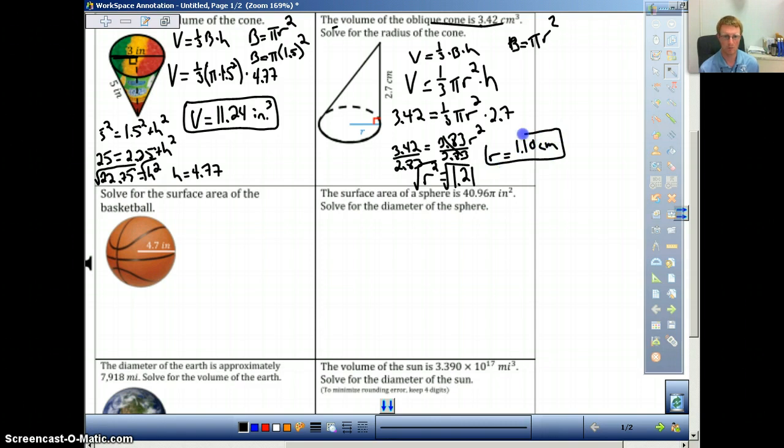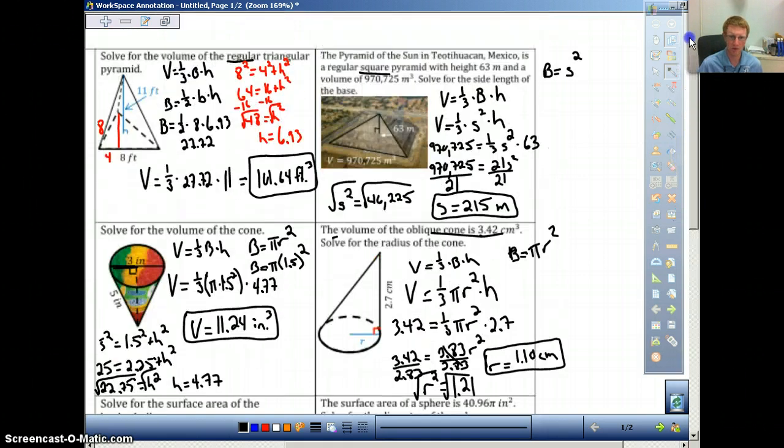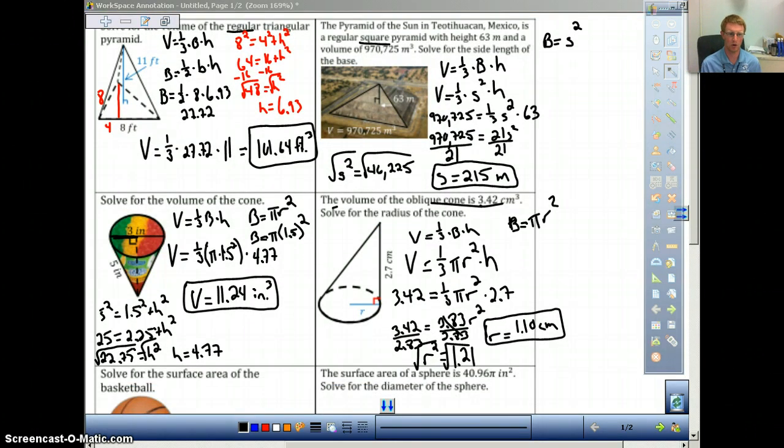So some of these problems can be a little bit tricky, but again, write the formula out first, then plug in everything that you possibly know, and then we can go from there. So again, some of these may be tricky, and that's okay. Hopefully you just got a good introduction to how we're going to find the volumes of these things.